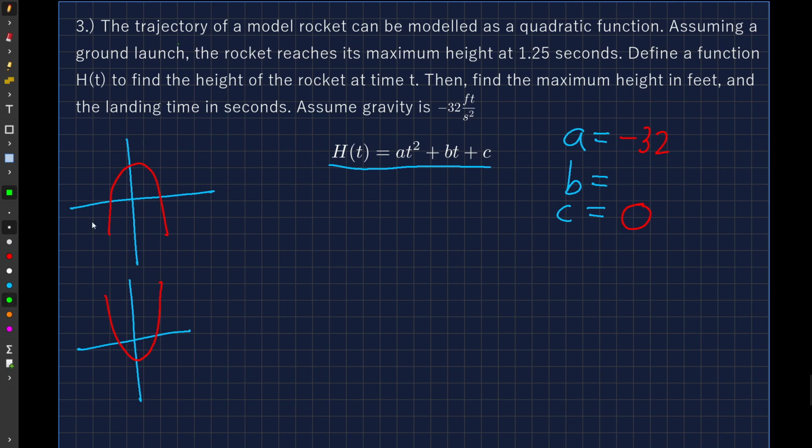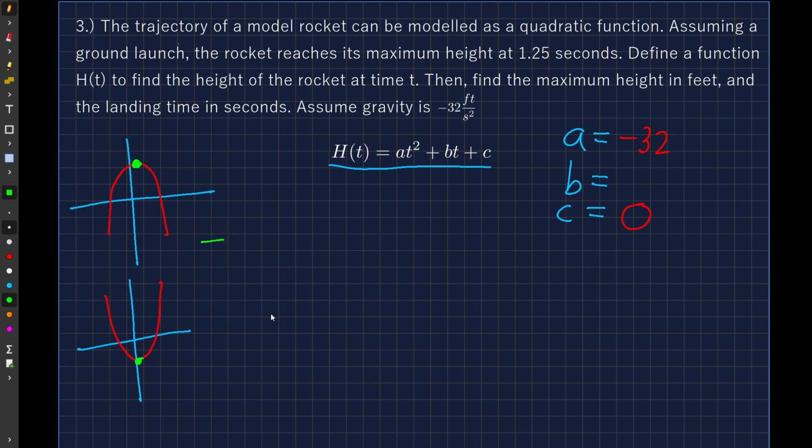Now, an important feature of any quadratic graph is what's called the vertex, and that's the point at which the graph switches direction. No matter where the graph is, either along the x or y axis, the x location of the vertex can be found by this simple formula: negative b over 2a, and that's equal to the x-coordinate of the vertex.